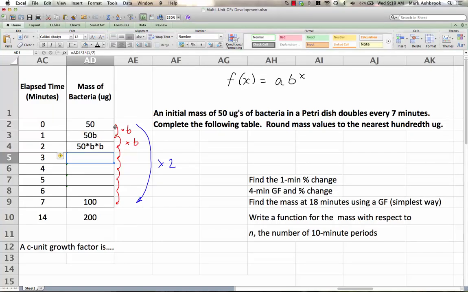Every time a minute goes by, you multiply by b. So if 7 minutes go by, what do you multiply by? b to the 7th. So 2, the doubling, is the same thing as b to the 7th. Do you see it? Every minute we multiply by b, so after 7 minutes we will have multiplied by b 7 times. But we know that's doubling, that's 2. So 2 equals b to the 7th.